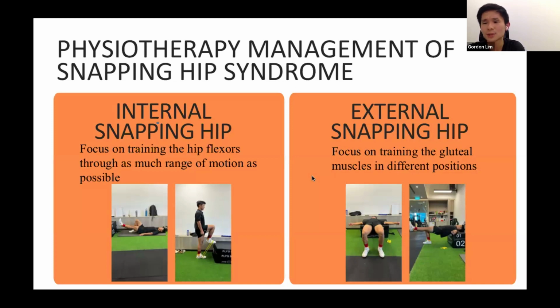For external snapping hip syndrome, our focus should be on training the gluteal muscles in different positions. One such example would be a hip thrust, right? So if let's say a single leg hip thrust is too difficult, they can always do a double leg hip thrust before progressing back to a single leg hip thrust.